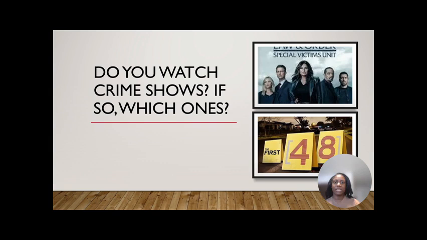So let's jump right into it. Drop in the chat, who watches crime shows? If you do, list which ones you actually watch. The two on the screen are like one of the most popular ones. Everyone knows Law and Order Special Victims Unit. It is a scripted television show that actually takes real life events and cases and they reenact them. And The First 48 is actually a real live reality show that covers crime cases, some unsolved murders, some solved cases right then and there during the televised episode.